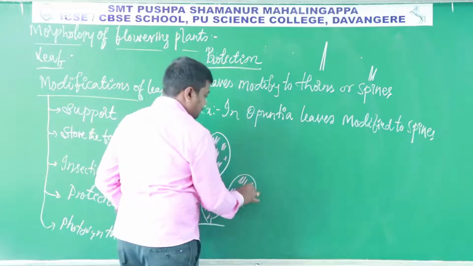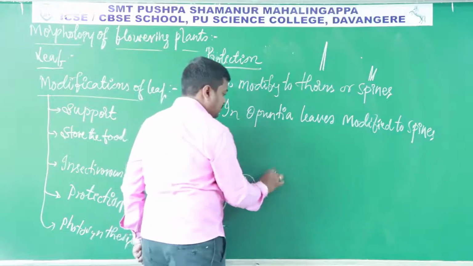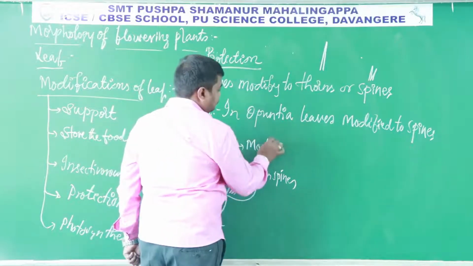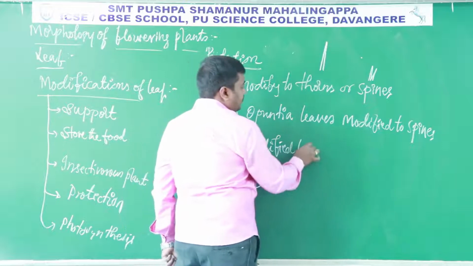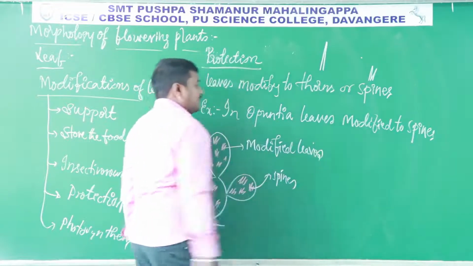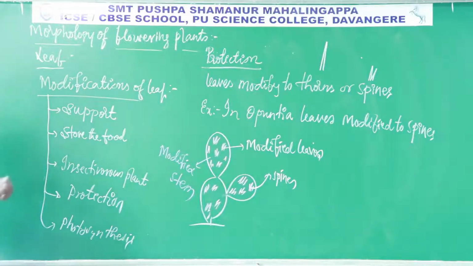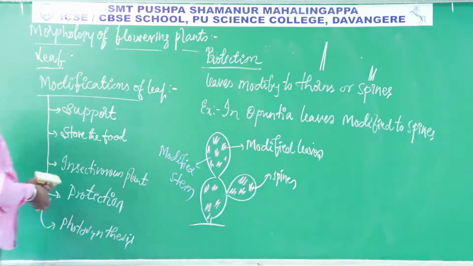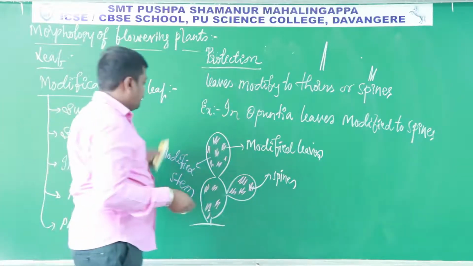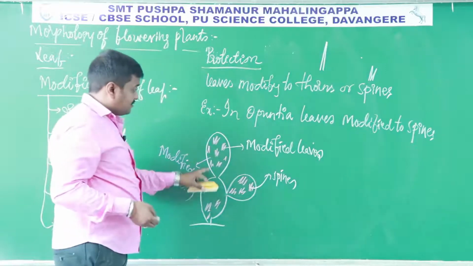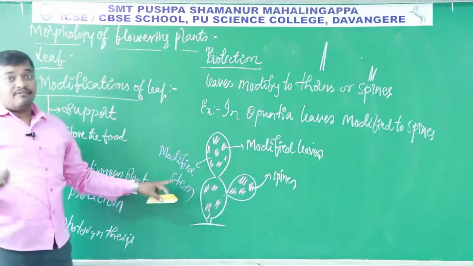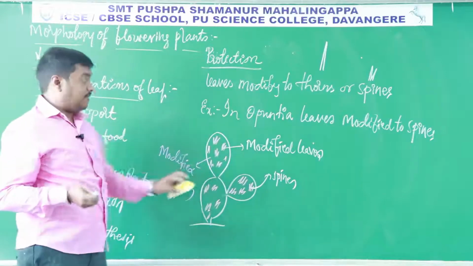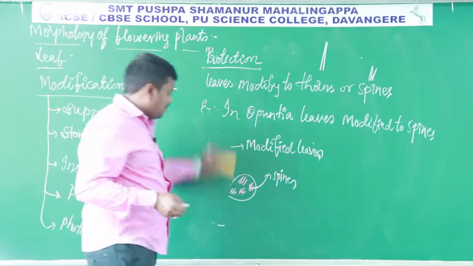So these structures are spines. So these are the modified leaves. The leaves that should have come on the stem are all modified into spines. Okay, so this is about the protection. Here the stem performs the photosynthesis. That is why the modification is called a phylloclade. In a phylloclade, the leaves are modified to spines, so the actual function of the leaf is carried out by the stem here.